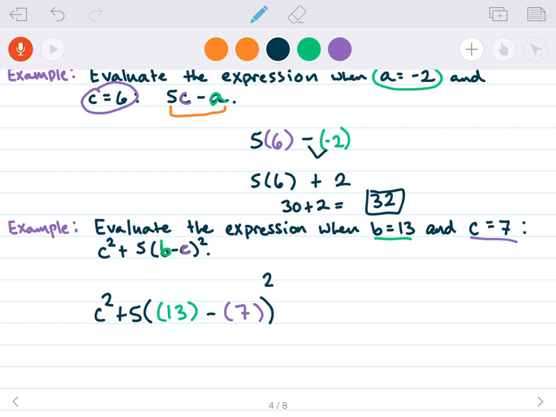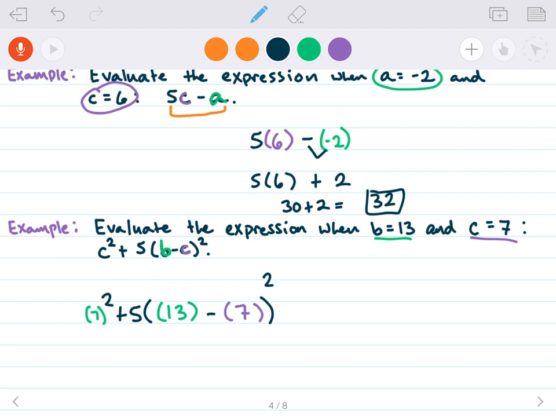And now I can simplify. So order of operations, PEMDAS says do P first, anything in parentheses first. So I want to take care of the 13 minus 7 before I move on. And that's going to be 6. So, oops, and I forgot this C right here. This C is also a 7 squared.